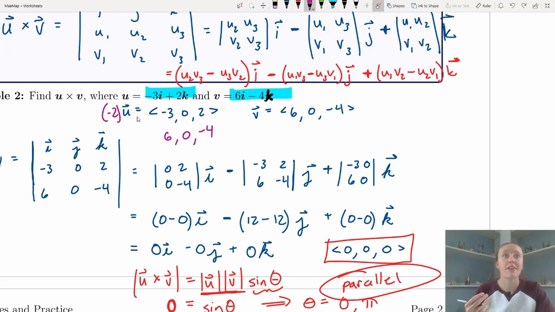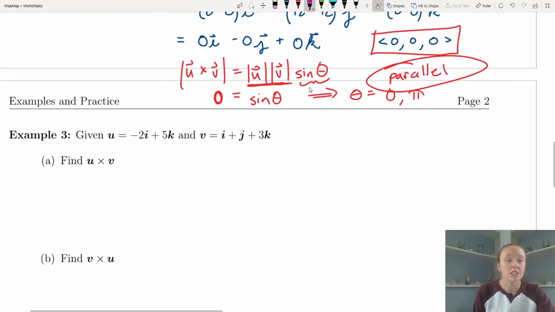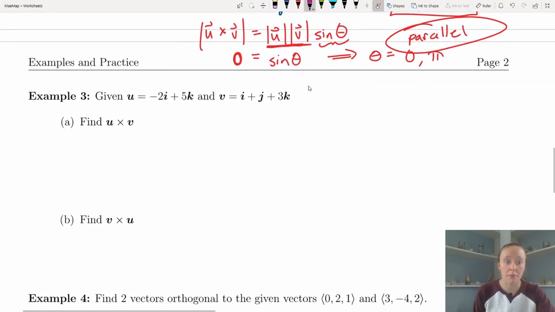So they're parallel. So that's just another neat thing that you can figure out with the cross product, although it's so much easier if we would have realized that they were scalar multiples right at the start. We would have known that their cross product would have been the 0 vector. So that's just a handy tip for when we move forward. But let's jump into more examples on our second page.